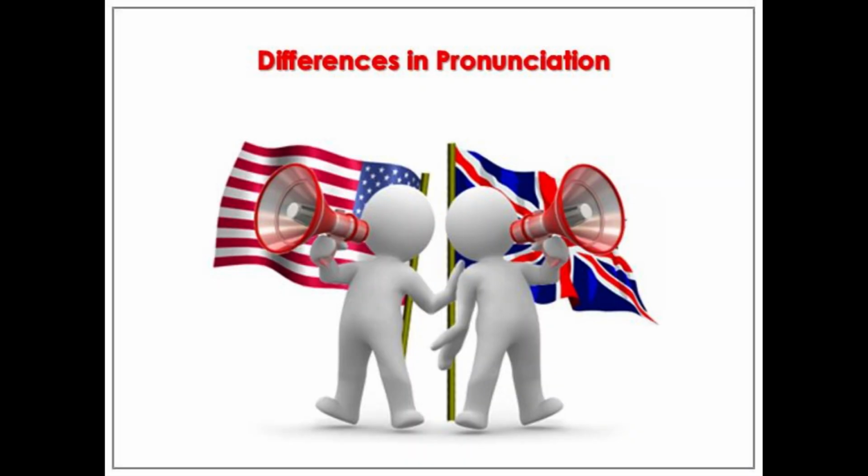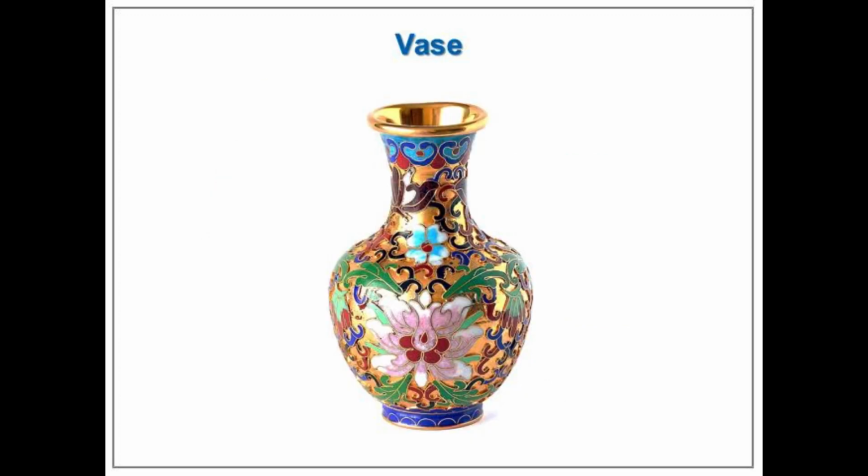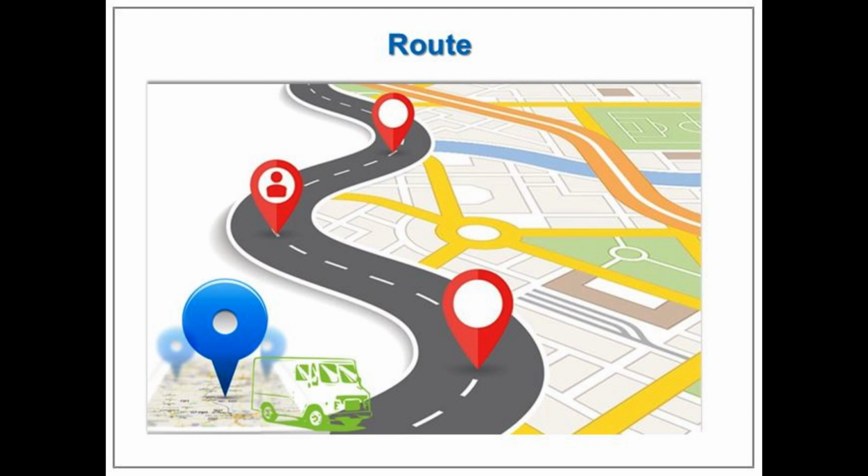The second type of differences between British and American English are differences in pronunciation, which means these are the same words which are spelled exactly the same way, but they are pronounced differently in the US and differently in the UK. This is vase in the UK and vase in the USA. This is route in British English and route in American English.